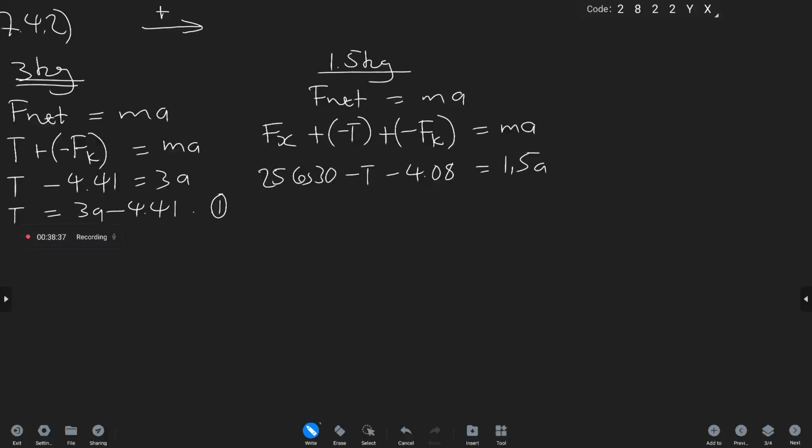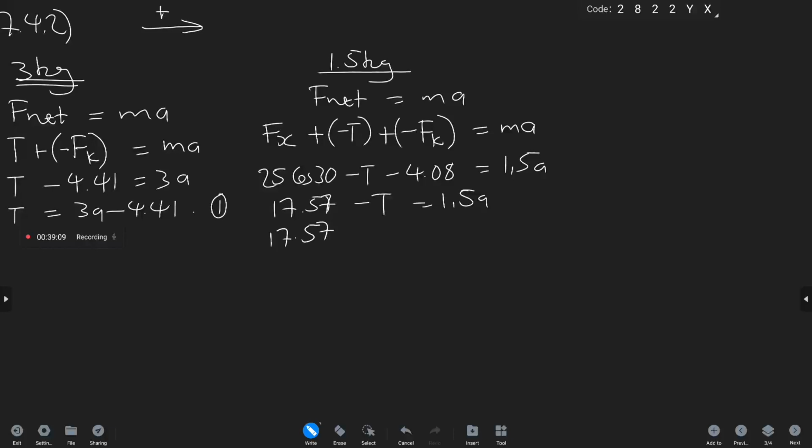So further to that, we are going to have, simplifying, just a moment, trying to find the calculator. So that will give us 17.57 minus tension is equal to 1.5a, and then further making T the subject of the formula.